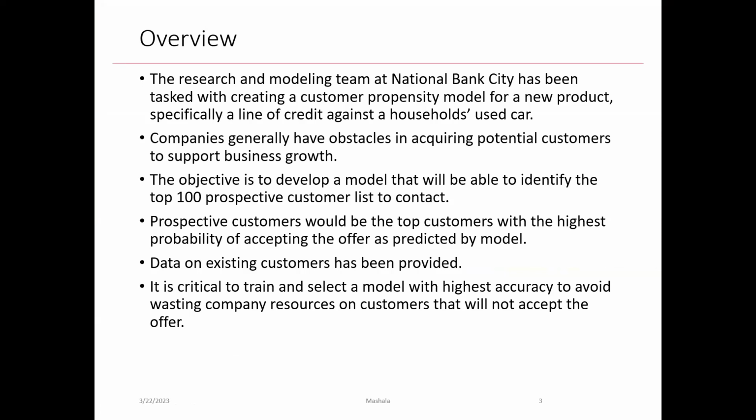In terms of the overview, the research and modeling team at National City Bank has been tasked with creating a customer propensity model for a new product, specifically a line of credit against a household's used cars. Since companies generally have obstacles in acquiring potential customers to support business growth, the objective is to develop a model that will be able to identify the top 100 prospective customers. Data of existing customers is available, which was used to train and select a model that provides the highest accuracy.